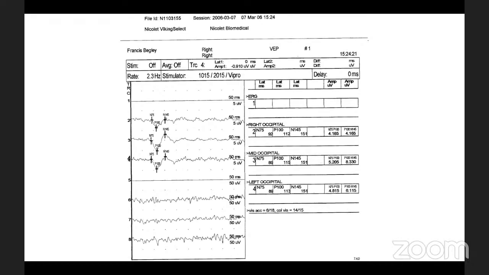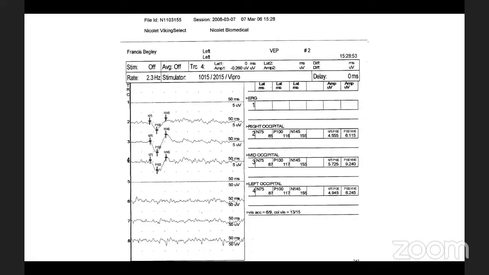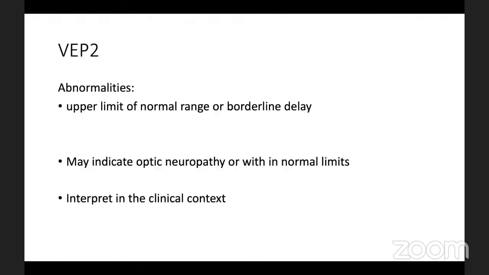This is the second VEP I'm showing you. This is the mid-occipital region, showing the occipital area, and the P100 latency is 112 and the amplitude is about 4.2, so roughly in the normal range or slightly lower, and the P100 latency is borderline. This is the left eye, again P100 latency is 117, amplitude is normal. So upper limit of normal range, a mild borderline delay, which might indicate an optic neuropathy, so we should interpret cautiously in the clinical context along with the MRI findings.